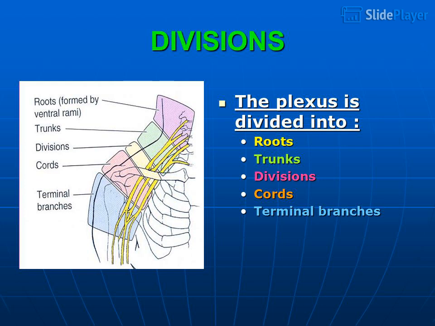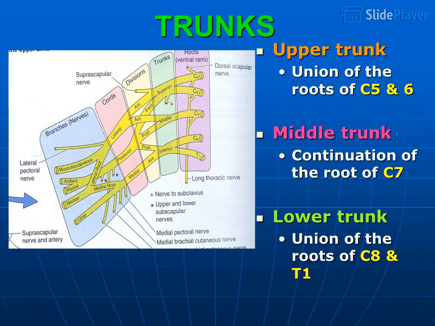Trunks: upper trunk, middle trunk, lower trunk. Upper trunk: union of the roots of C5 and 6. Middle trunk: continuation of the root of C7. Lower trunk: union of the roots of C8 and T1.